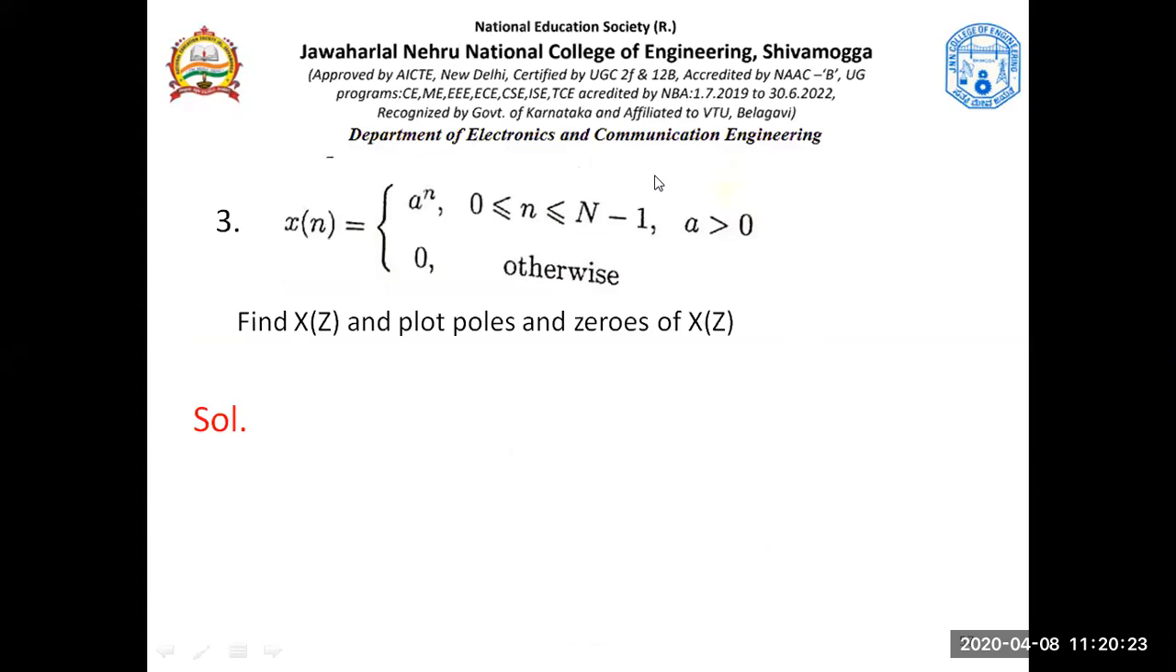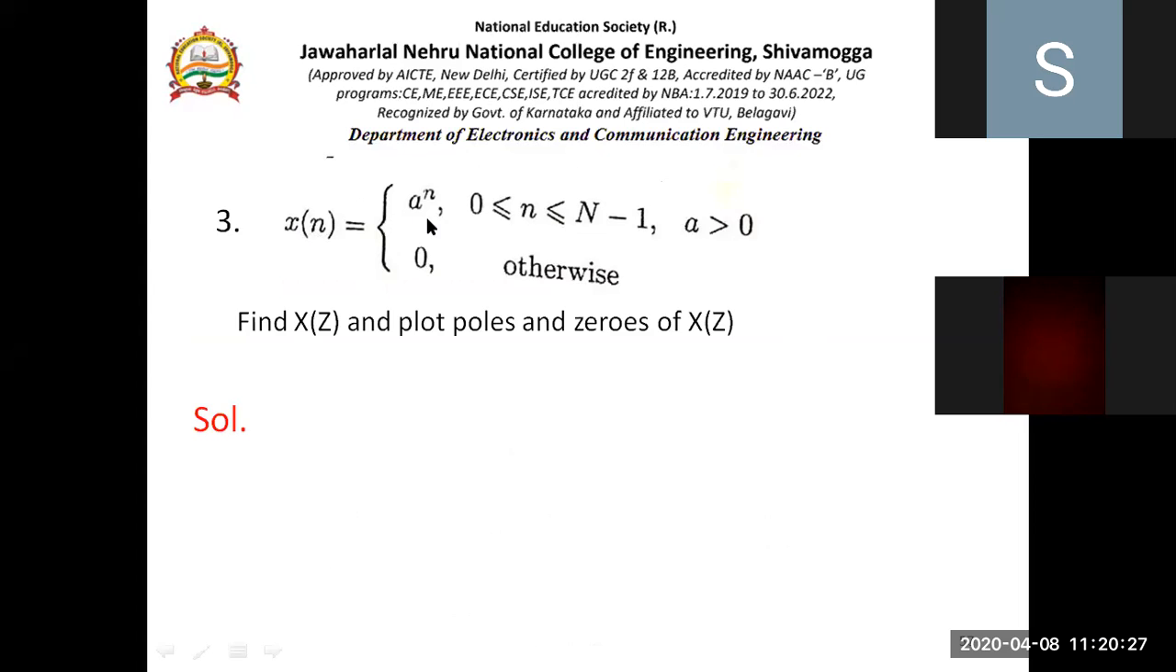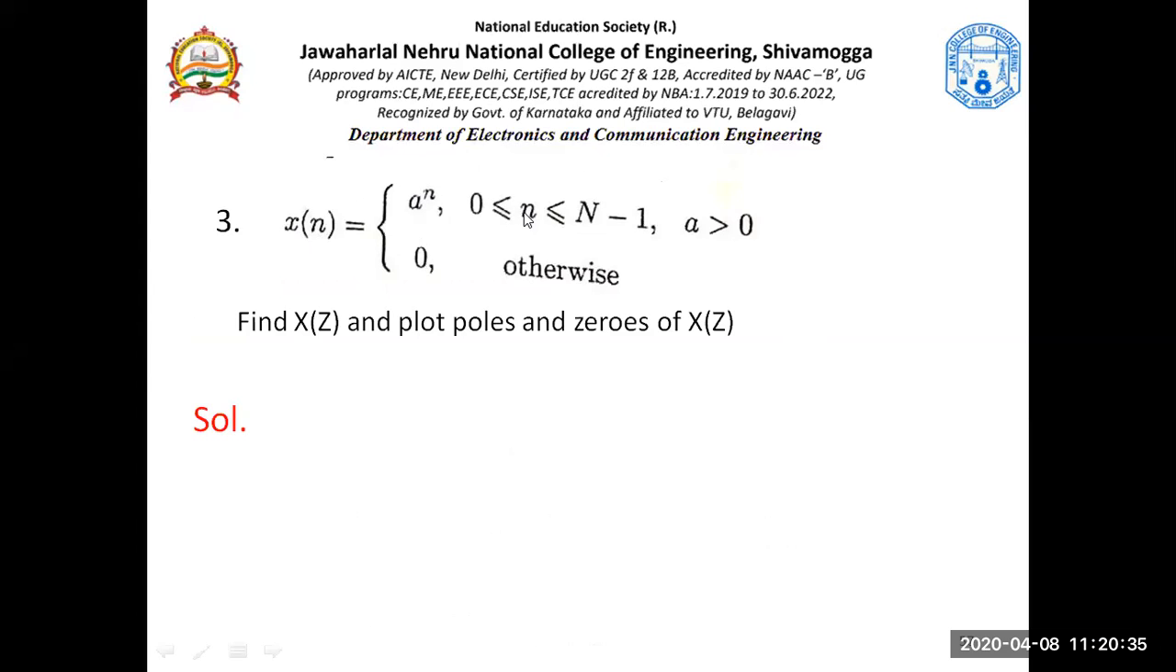See this problem now. You have an x of n, and that x of n is a to the power n. Understand that it is a power n. It's an exponential, and this exponential is ranging from n equal to 0 to capital N minus 1. This N could be anything. Let's see about that. As of now, let's understand that it is 0 to capital N minus 1.